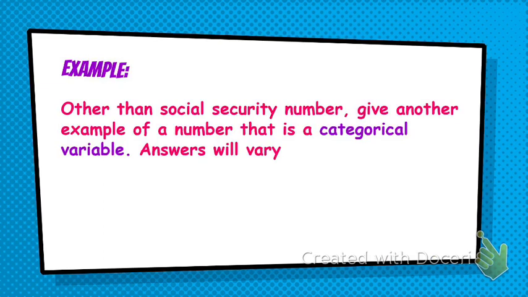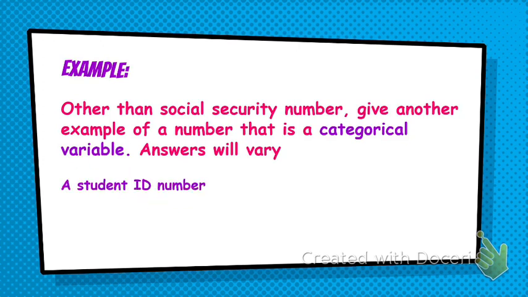So other than Social Security number, give an example of a number that is a categorical variable. Answers will vary here. I would encourage you to pause this video for a second and think about it, and I'll give a few here, and they could be different. You don't have to write down mine, but what is something that can be considered a categorical variable that is a number? Because numbers we think about as quantitative.